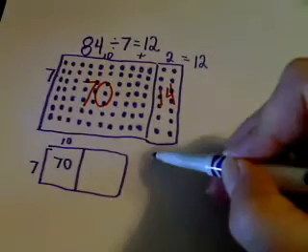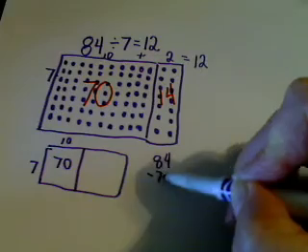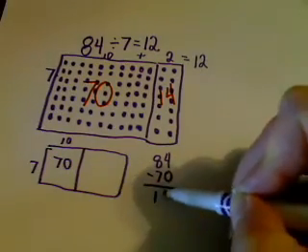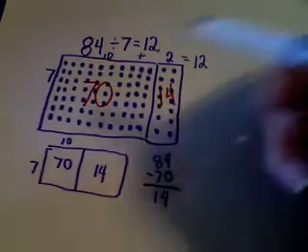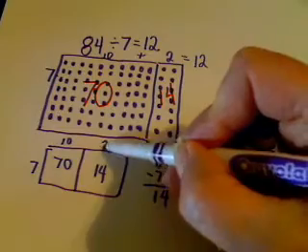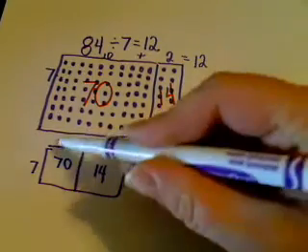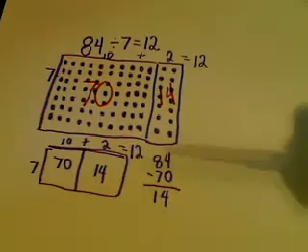So if I thought about it, I had 84, I've used 70 so far, that leaves me with 14. Okay, so 14's here. That's my leftover. So how many 7s would make 14? Well, 2. So this missing side length, again, is 12.